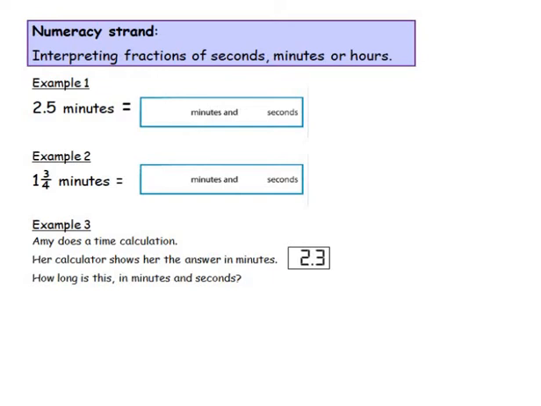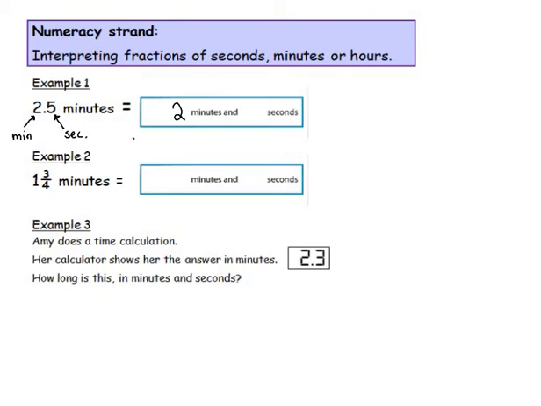So example 1, 2.5 minutes equals something minutes and something seconds. So if we look at this 2.5, the 2 here is for the minutes part, and the 0.5 part is the seconds. So straight away we know there are going to be 2 minutes, and then the 0.5 is where the seconds is going to come in. Now a lot of people think 0.5 is going to be 50 seconds, but it's not.